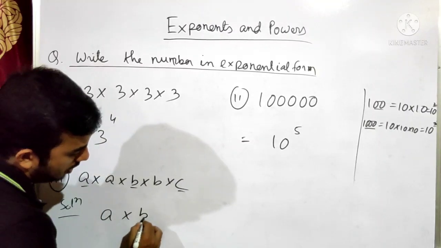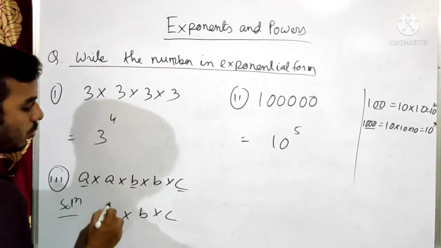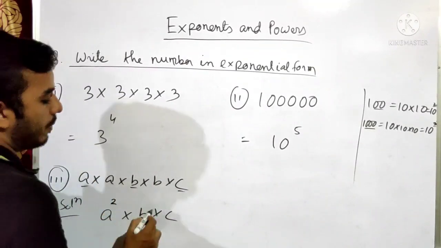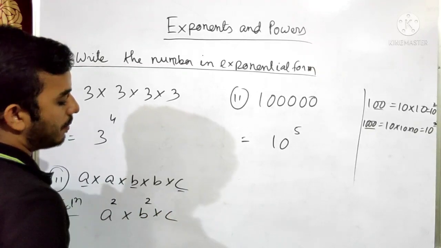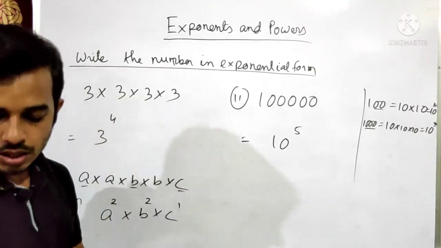A into B into C. Now A is multiplied how many times? 2 times. B is multiplied how many times? 2 times. C is multiplied how many times? 1 time. Finish. Clear? Okay.